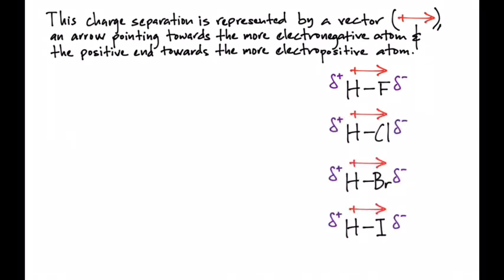So here's a few more examples. We have hydrogen chloride, hydrogen bromide, and hydrogen iodide. So chlorine is more electronegative than hydrogen. Bromine and iodine are also more electronegative than hydrogen, and so the vector, the polar vector, as they call them, will be pointing towards the more electronegative element.